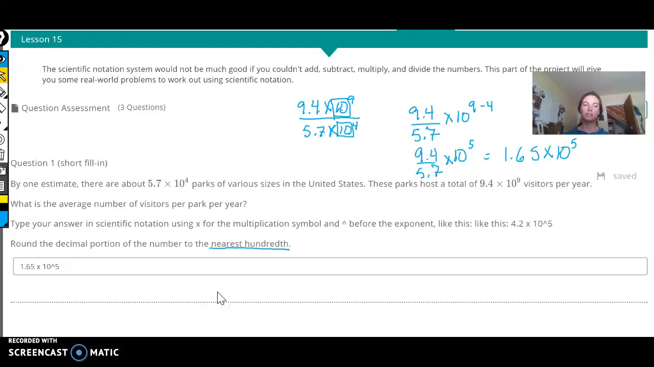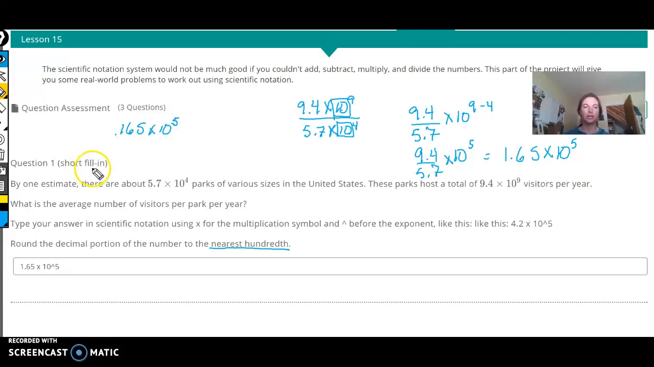All right, and I do want to bring up something. Let's say that it had been the other way around. Let's say 5.7 was divided by 9.4, but that our 10 stayed the same as top and bottom. In other words, let's say that this ended up being less than 1. Let's say that we had something in the neighborhood of 0.165 times 10 to the 5th power.